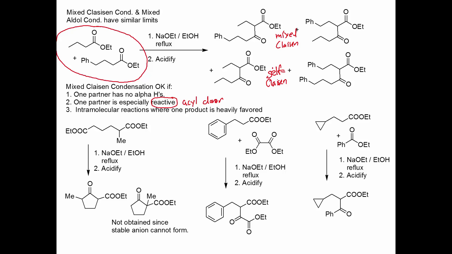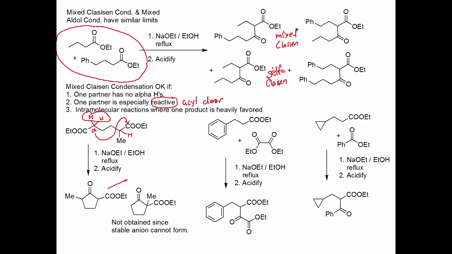Okay, so let's look at this Dieckmann condensation here. If we try to do this Dieckmann condensation, remember we had this limitation that you had to have two alpha hydrogens. All right, so in this Dieckmann condensation, the reaction is totally going to occur from this side because this side has the two alpha hydrogens. It's going to eventually add to that position. So we're going to get the compound that has the methyl here. We're not going to get any of this compound because there's no stable anion that can form from this compound. So this is not going to be the product.